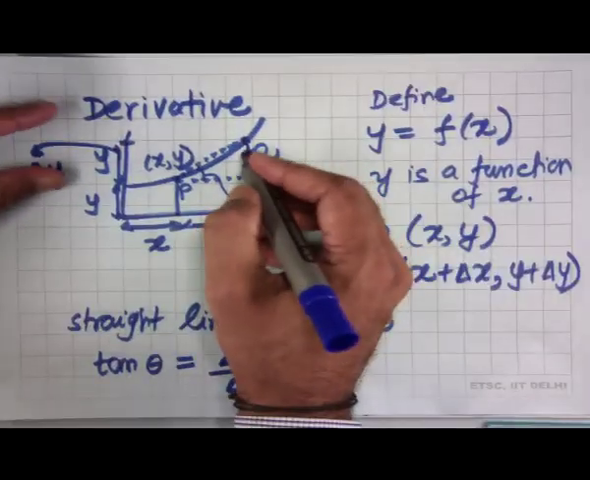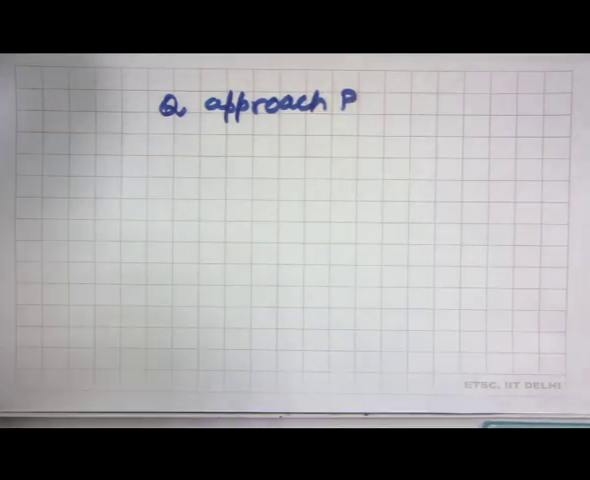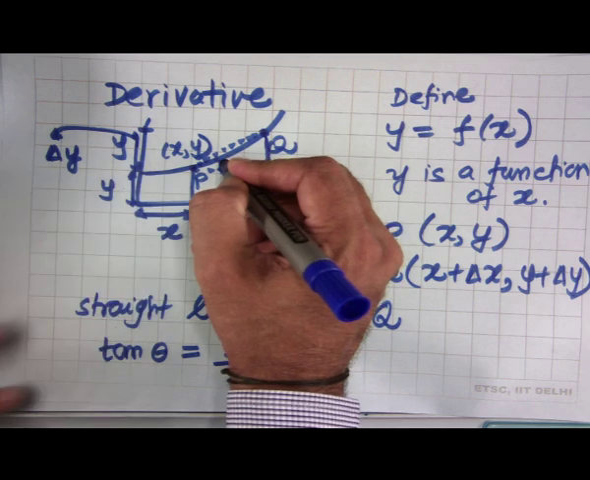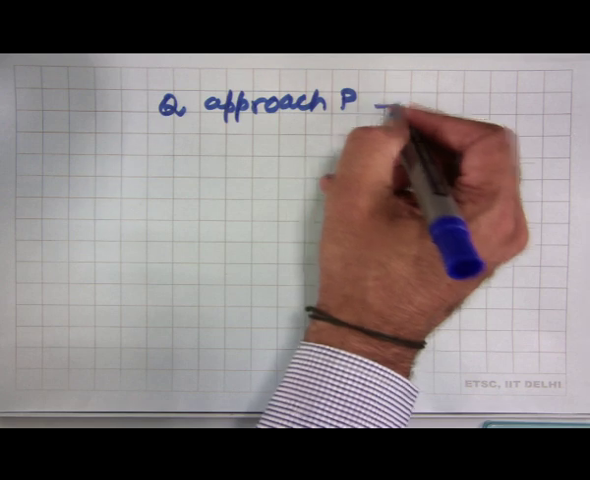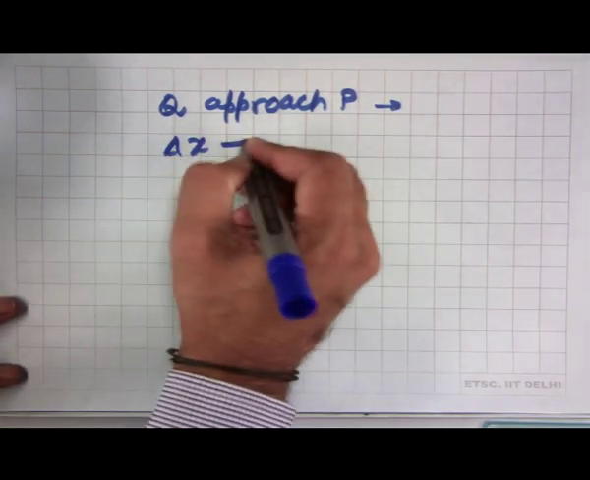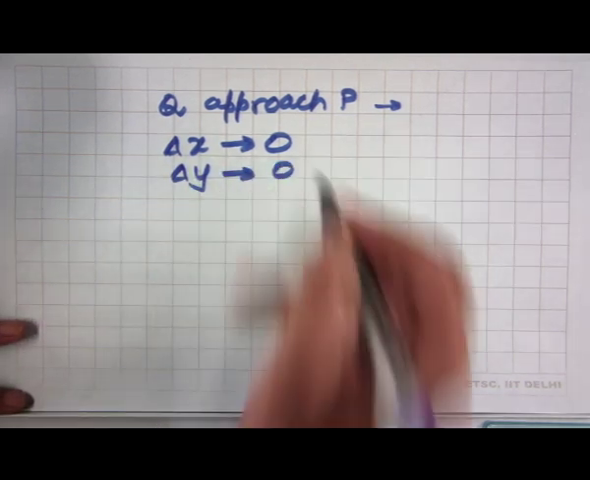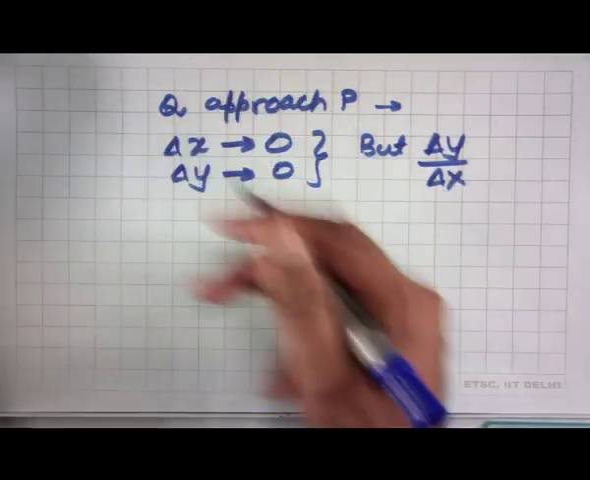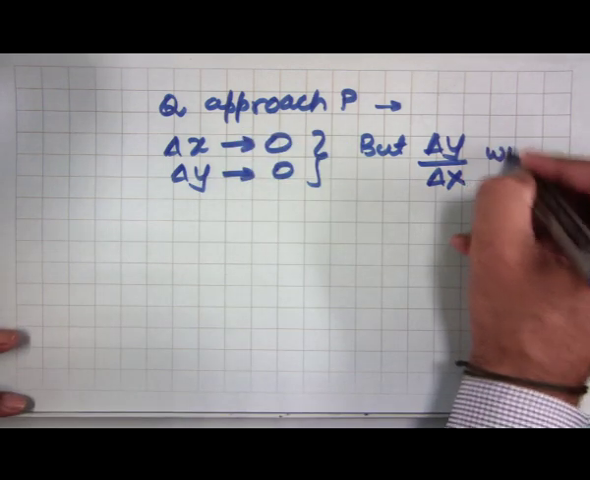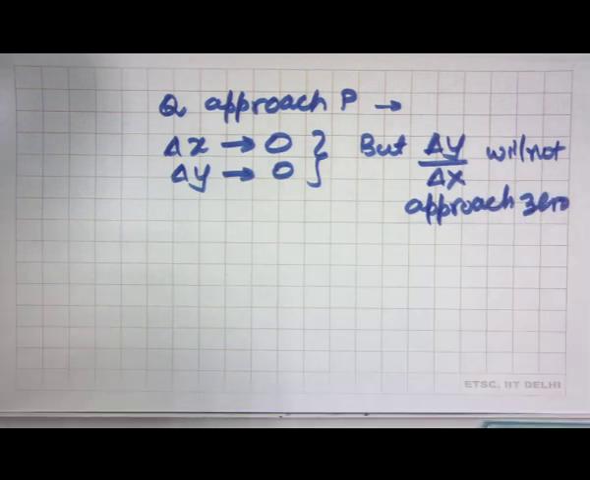So, now what we say is, if the point Q approaches point P, which means we are taking it closer and closer to point P, but it does not exactly go to point P, we say that delta x approaches 0, and delta y, which is the distance along y, will also approach 0. But delta y by delta x, the division of these two, will not approach 0 in a general case. In a specific case, it could go to 0, but generally delta y by delta x is a small quantity that will not approach 0.